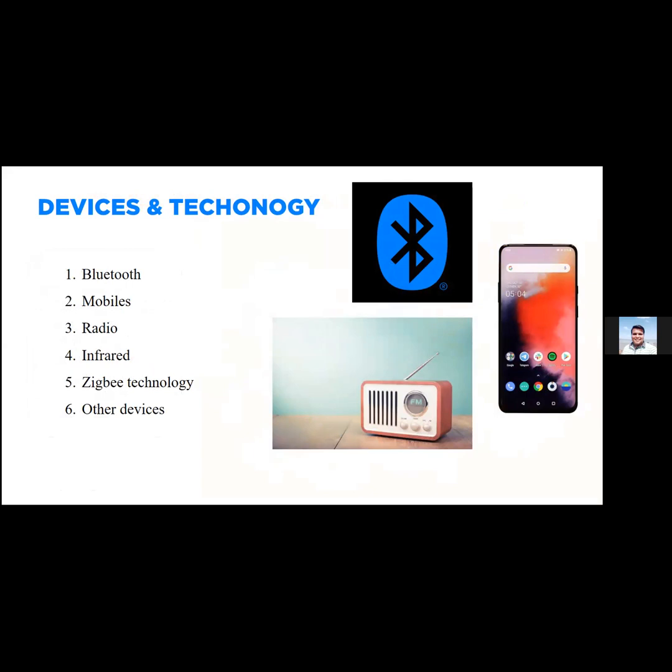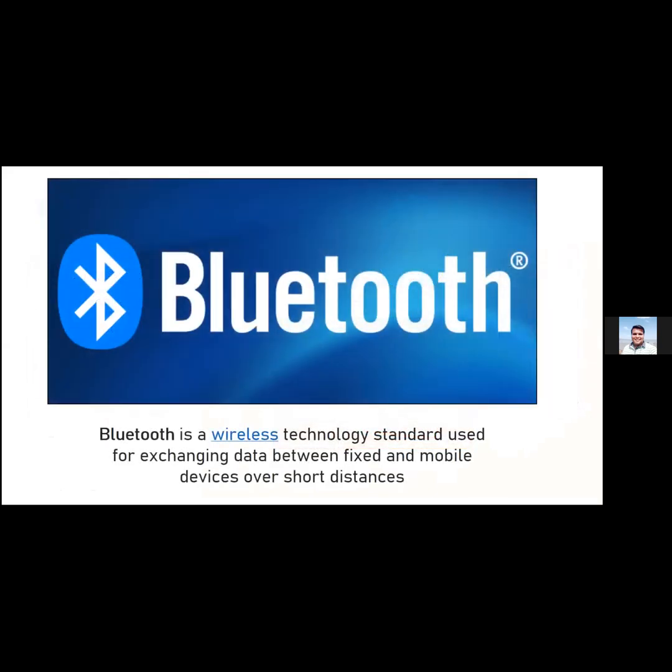Devices and technology which use wireless communications include Bluetooth, mobile radios, infrared, Zigbee technology, and other devices too. Bluetooth is a wireless technology standard used for exchanging data between fixed and mobile devices over short distances, as it cannot extend its range much beyond 10 meters.